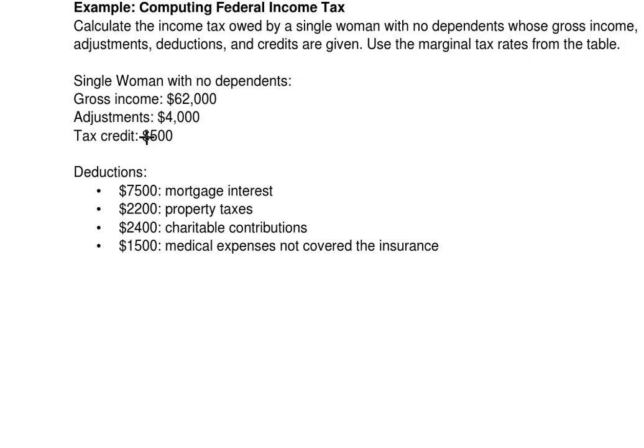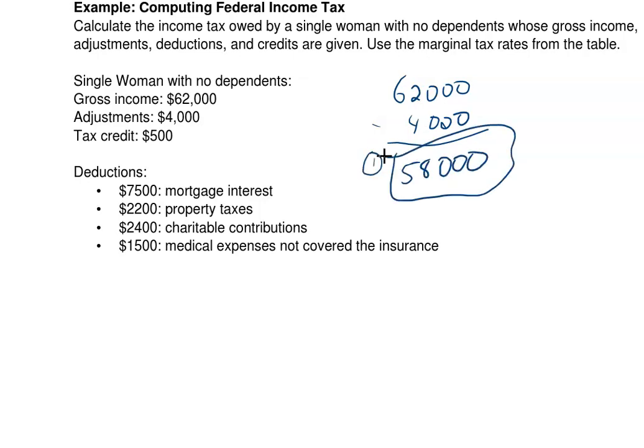All right. So this person made $62,000 in gross income. Adjustments of $4,000. So let's just go ahead and do this. So $62,000 minus the adjustments to get the adjusted gross income, right? So we'll minus that $4,000. That's going to give me $58,000, right? So that's step one. This is the adjusted gross income. So this is still considered gross income.